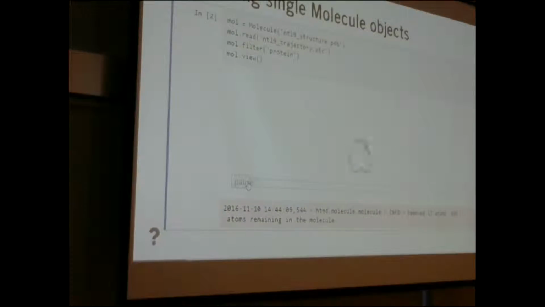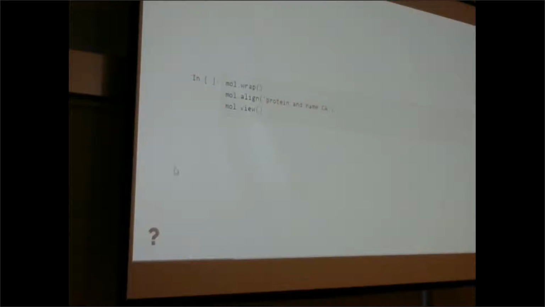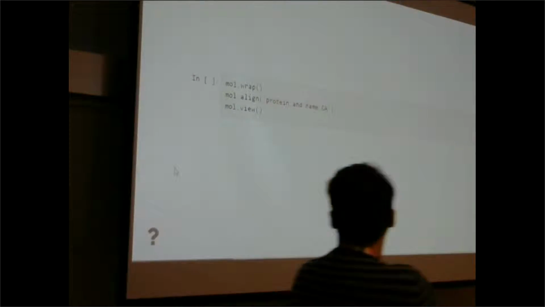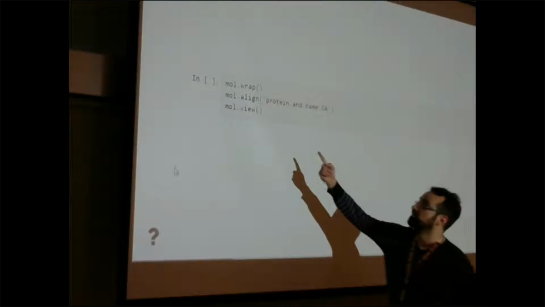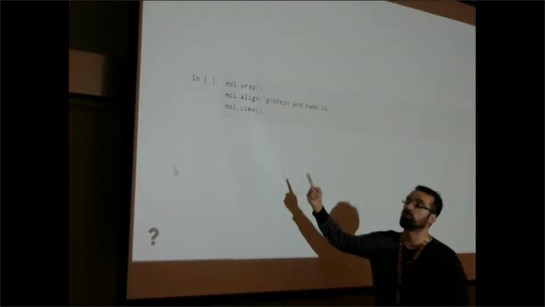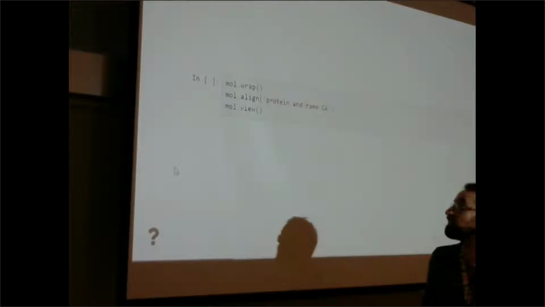One of the things that we were missing in the morning to talk about was that someone was talking about wrapping and alignment in the trajectory. We know that the protein goes through the periodic boundary conditions, and it's not aligned, so it tumbles a lot during the simulation. So I have these molecule functions, wrap and align. You can also see them in the documentation.